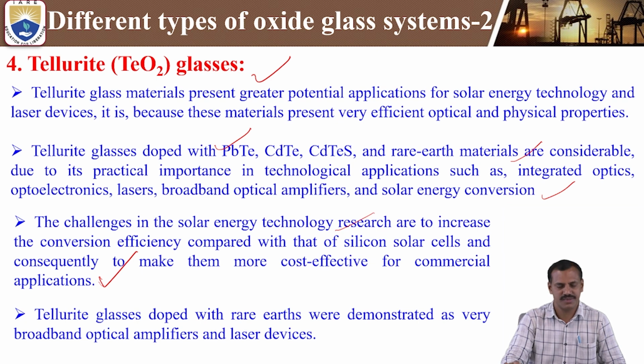Telluride glasses doped with different kinds of rare earth ions were demonstrated as very broadband optical amplifiers and laser devices. For broadband optical amplifiers for telecommunication purposes, they are using different kinds of telluride based glass systems, and for laser device applications they are also using tellurium oxide based glass systems. These are the important properties of the telluride based glass system.